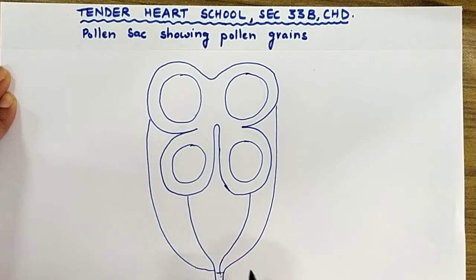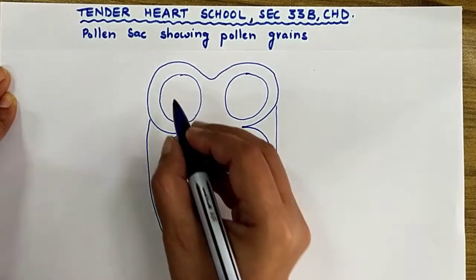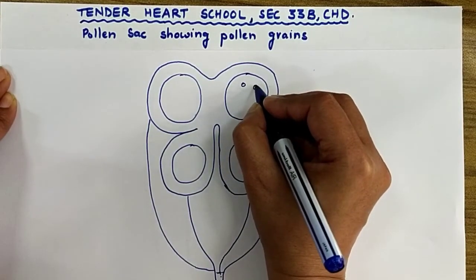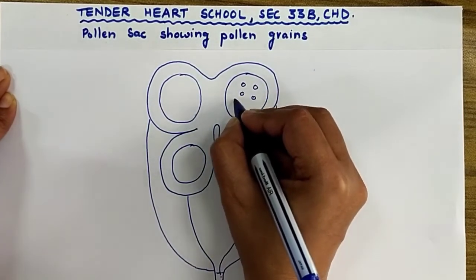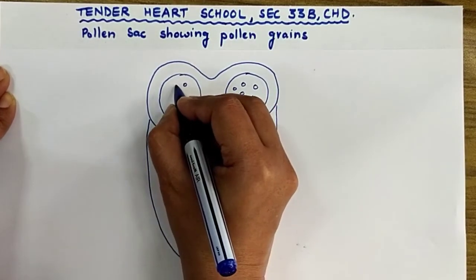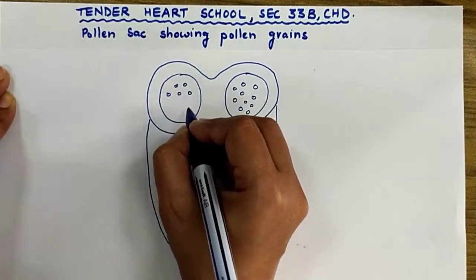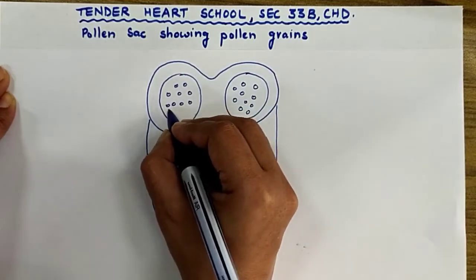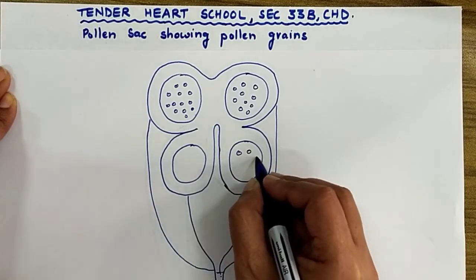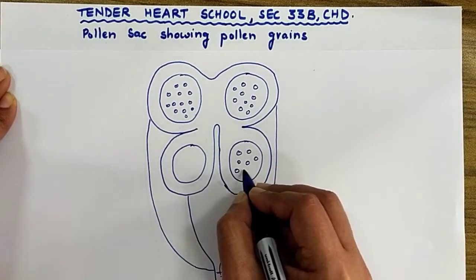Right. So this way. Now inside the pollen sacs we have the pollen grains. So draw it like this. These are the pollen grains. Pollen grains are the male gametes, male reproductive cells which are present inside the pollen sacs, and these pollen sacs are present in the anther.